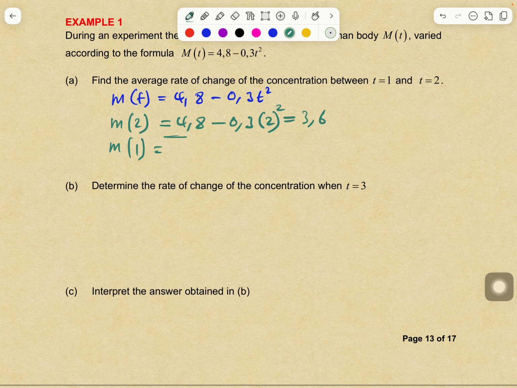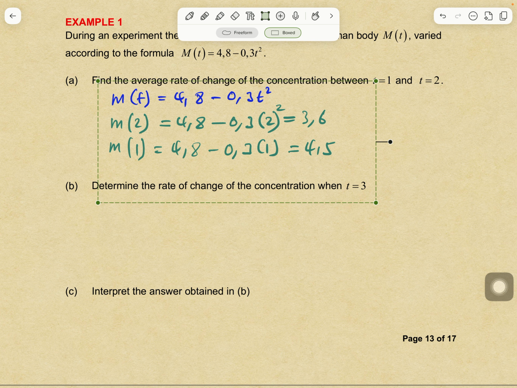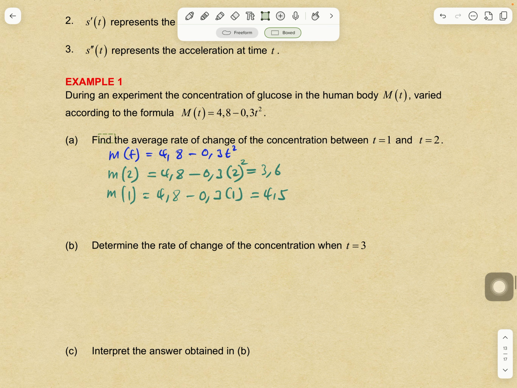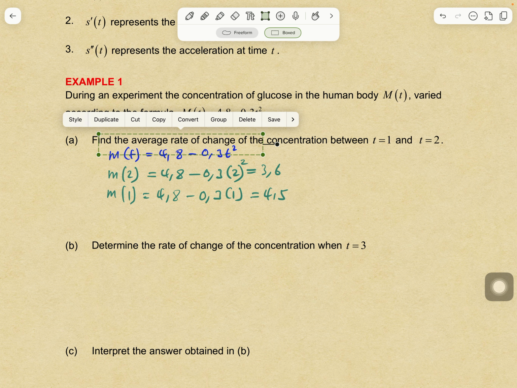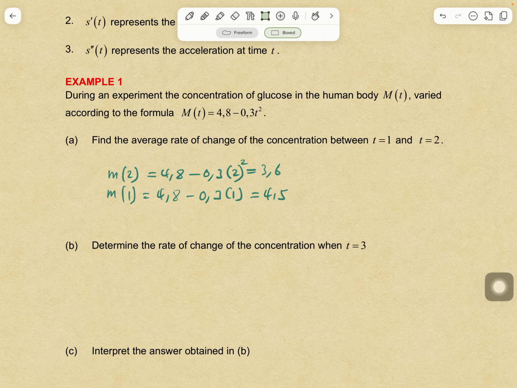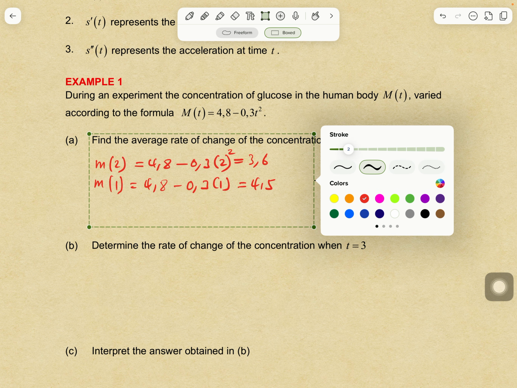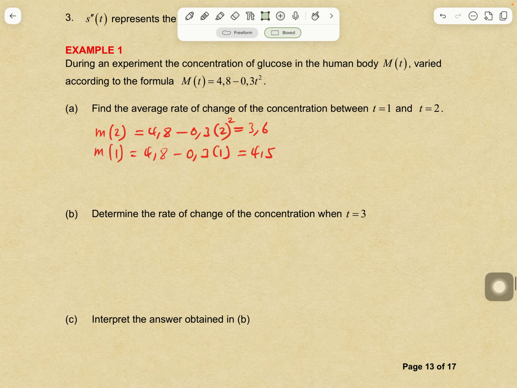So M of 1 simply means in this equation we're going to plug in 1. So that is 4,8 minus 0,3 into 1. I'm just going to replace that 2 there with 1. It gives me 4,5. In fact, because of space, allow me to remove this because I don't necessarily need it. It's given there. So I'm just going to put this one here, maybe give it its own color like that.